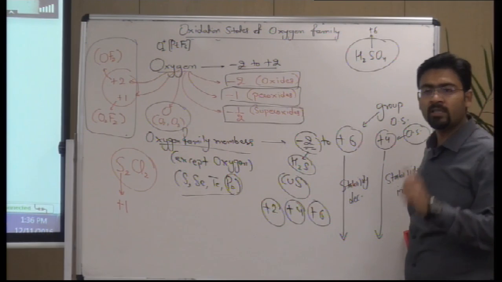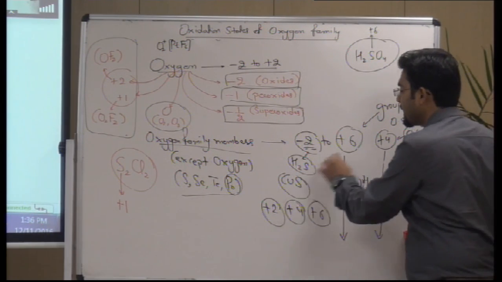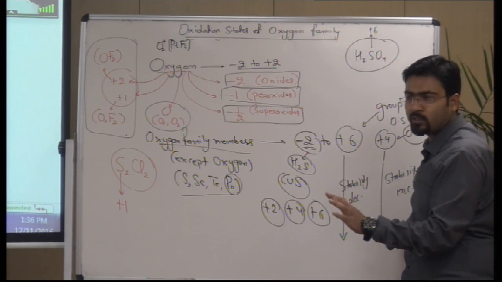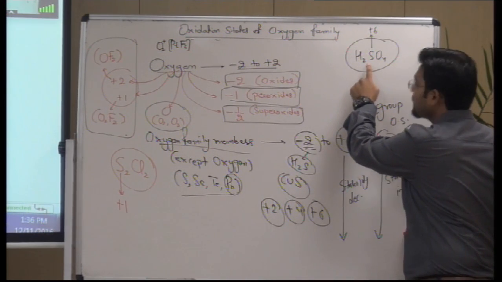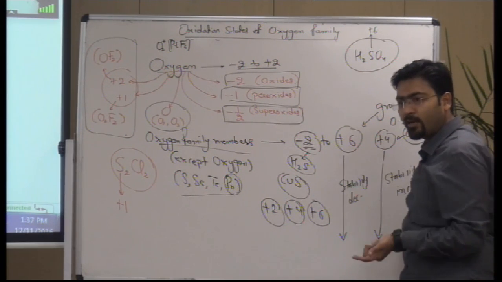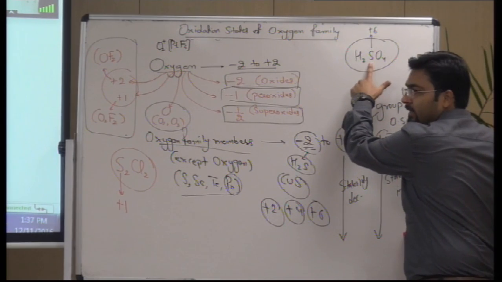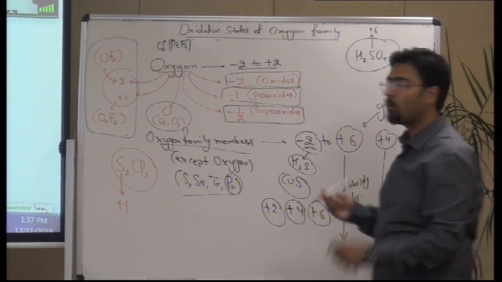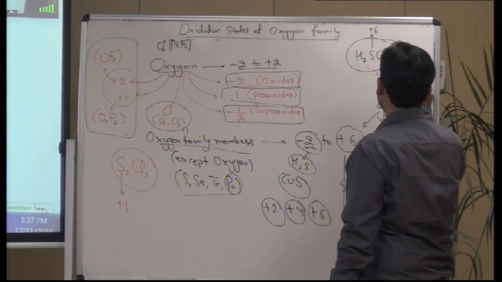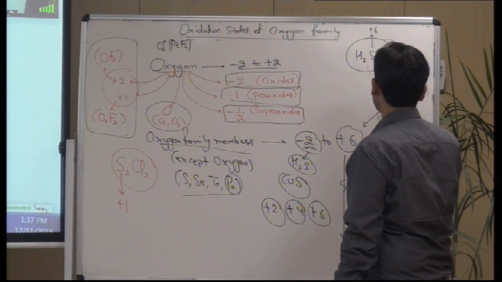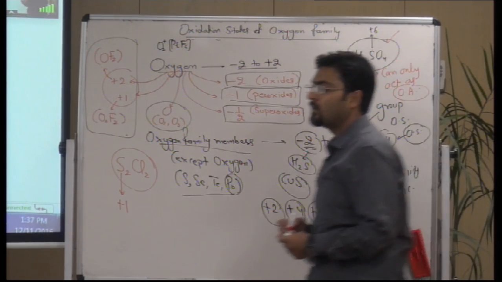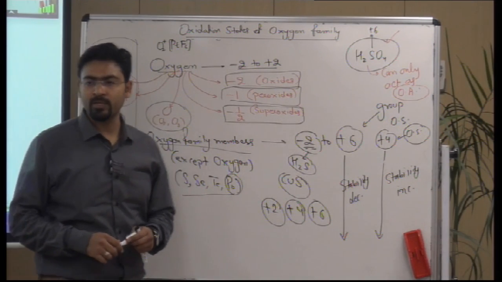We see that sulfur is in +6 oxidation state. If we want to oxidize this sulfur, I cannot increase its oxidation state because this is the highest value it can attain. It cannot attain any oxidation state higher than +6, which means it cannot be oxidized further. But it can get reduced, so its oxidation state can be decreased, so it can only act as an oxidizing agent. This is the reason why sulfuric acid can function as an oxidizing agent, not as a reducing agent.